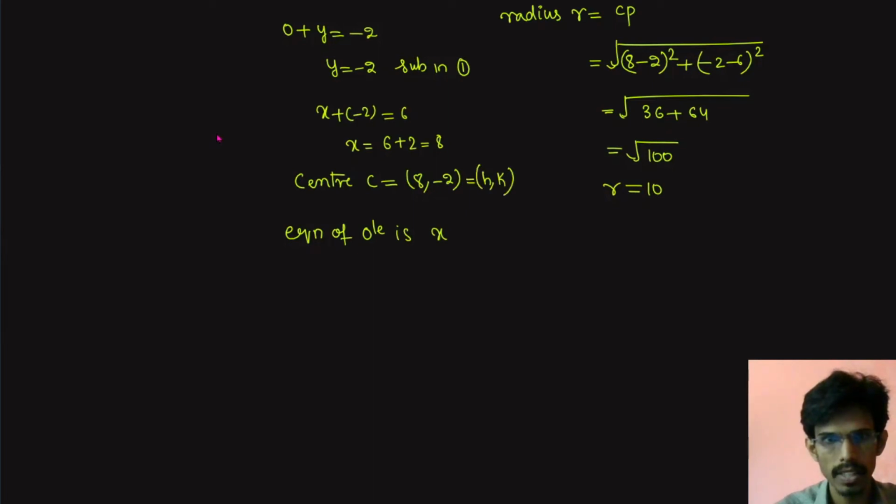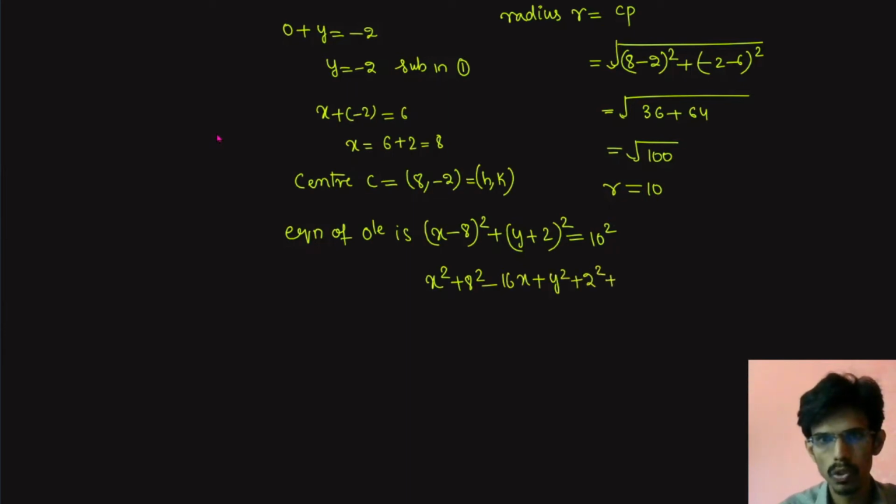Okay, this center as h comma k. (x minus h) whole square plus (y minus k), minus of minus will become plus, whole square equal to r square. R value is 10, so 10 square. So if I expand this, it will be x square plus 8 square, minus 2 8s are 16x, plus y square plus 2 square, 2 4s are 8y, equals to 100.